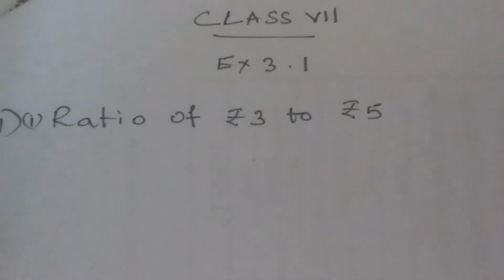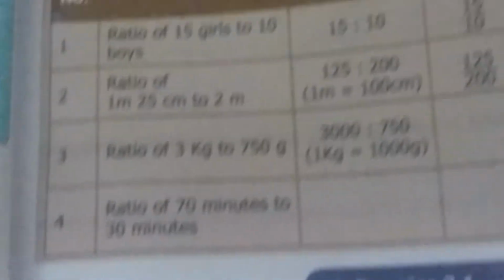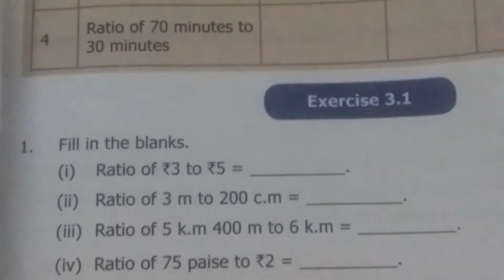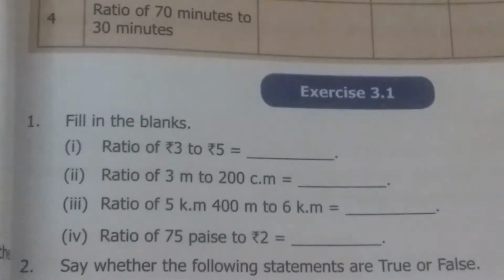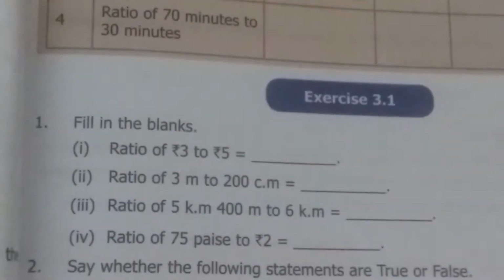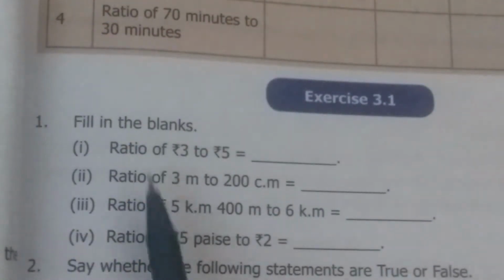In this video, we are going to do class 7 mathematics, chapter Area, Ratio and Proportion, in which we have seen the introduction. Now we are going to do the sums in exercise 3.1. The first one is fill in the blanks. We'll take the sums one by one.